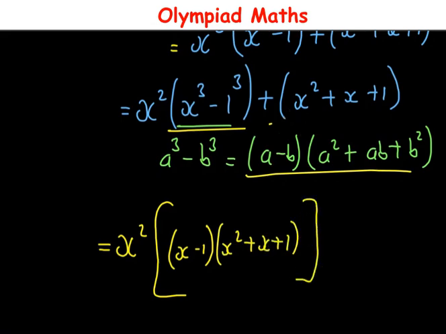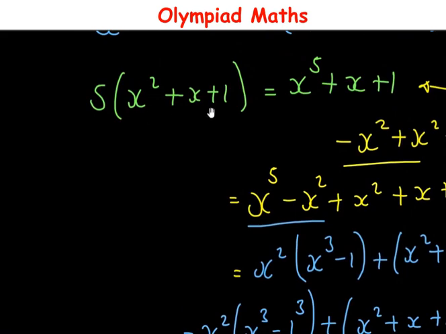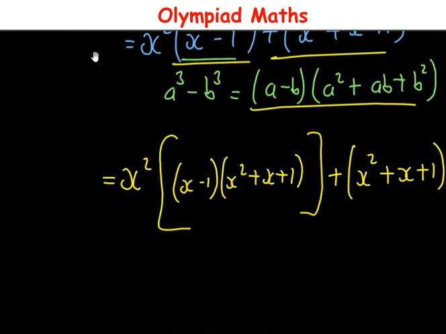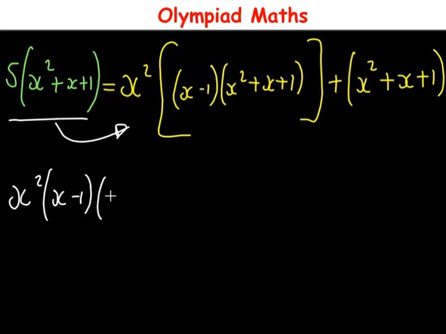Then we have also plus (x^2 + x + 1). Also, don't forget the left side of the equation. We have 5(x^2 + x + 1). So solving this, from here, move this over to this side of the equation. We have x^2(x - 1) multiplied by (x^2 + x + 1), then plus (x^2 + x + 1).